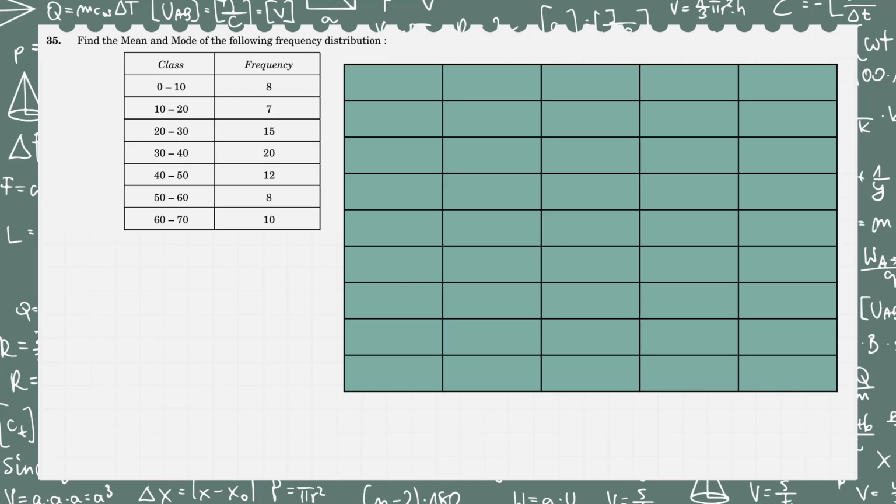Sum number 35. Find the mean and mode of the following frequency distribution. So they have given the class intervals and the frequencies of each class, and they did not mention any method to apply. So whether we need to apply the step deviation method or assumed mean method, nothing they have mentioned, right? So we can use whatever method we like. Okay, that's not a problem.